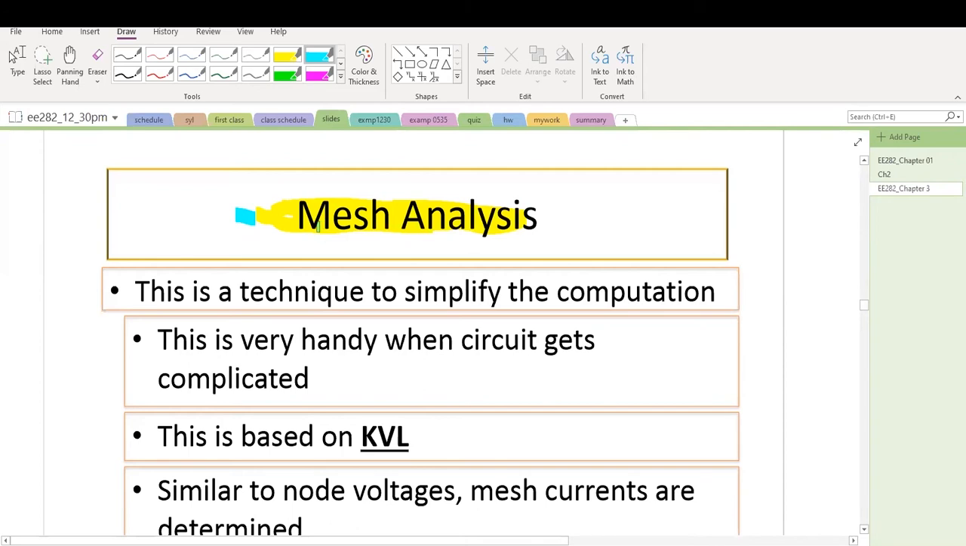For mesh analysis, we want to look at a mesh, which is a loop, and we want to apply KVL on the mesh. We want to find the current of the mesh. Those two methods of analysis are a dual pair.